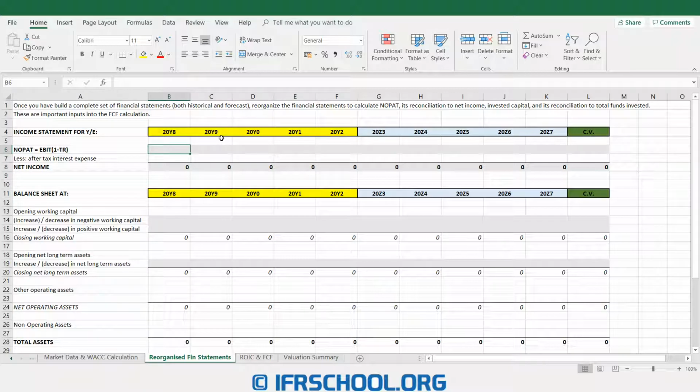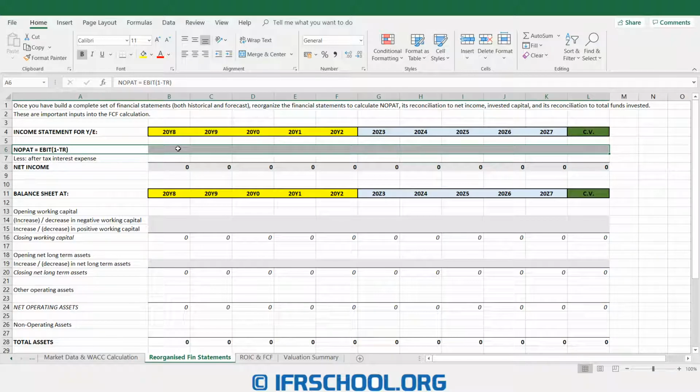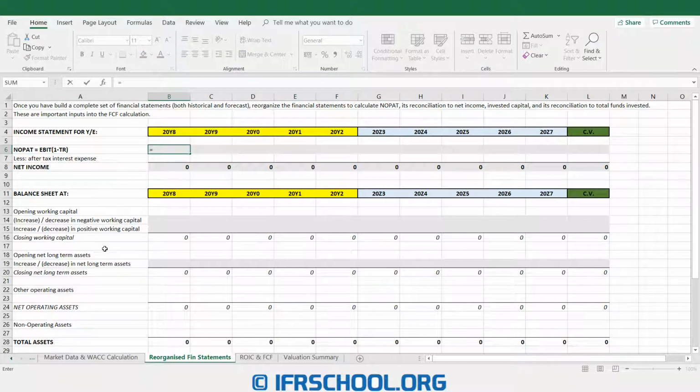Remember, we want to keep all of our calculations dynamic by using formula and cell references rather than hard-coding any of the cells. We will begin by populating the figures for NOPAT. To do this, we simply reference the NOPAT figures in the integrated income statement.